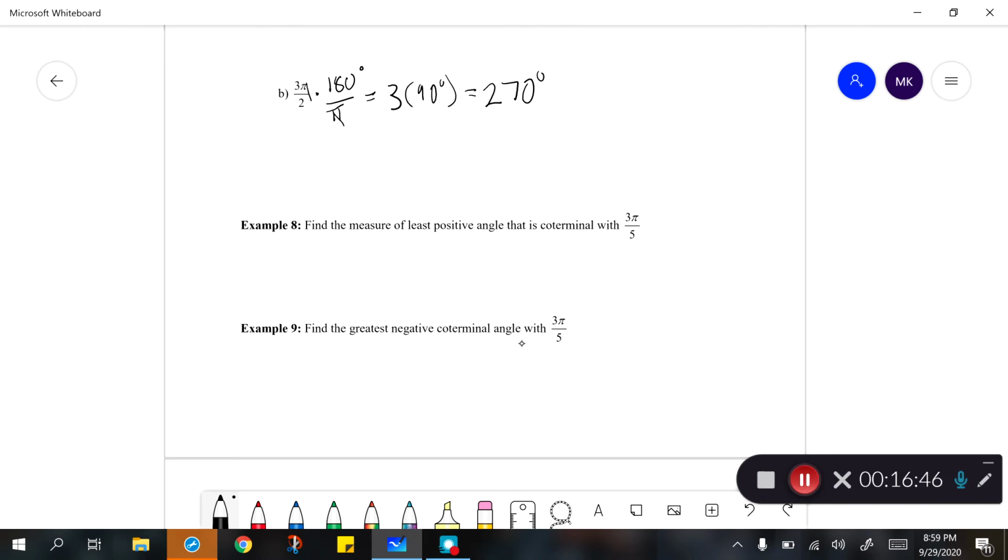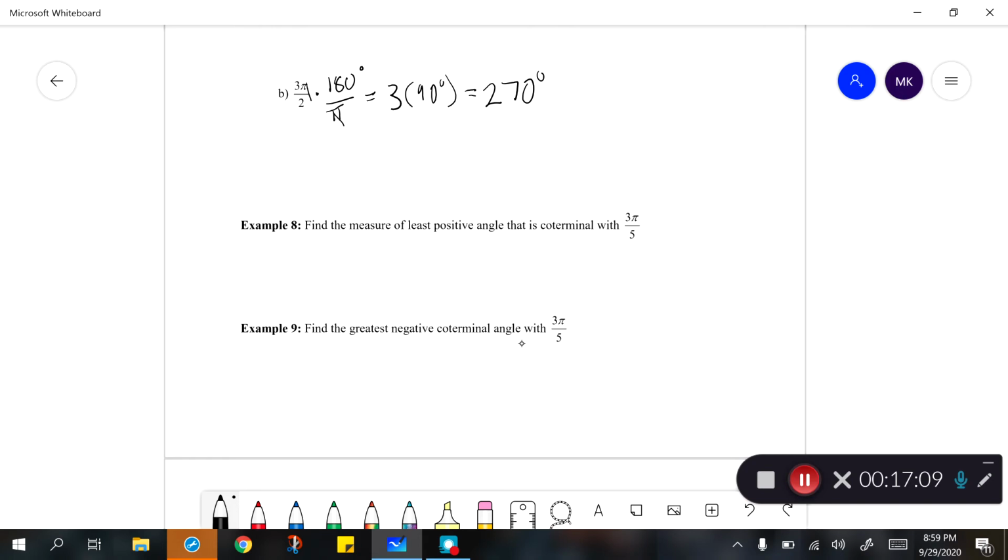What we simply want to do, to find the measure of the least positive angle that is coterminal with 3 pi over 5. So what does it mean, least positive? If, let's just say, for instance, 2, and I'm doubling, then 4 would be the least positive double of 2. I know doubling doesn't really make sense, but 4 would be the next kind of thing. So we don't want to add 2 revolutions. We want to just add 1 full revolution.